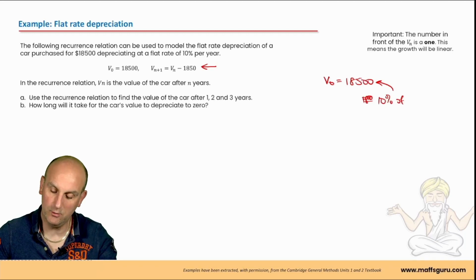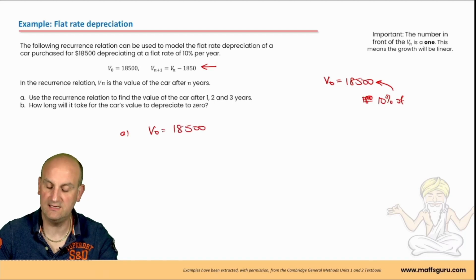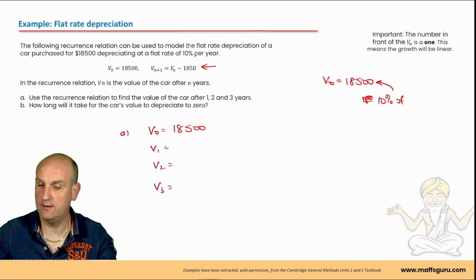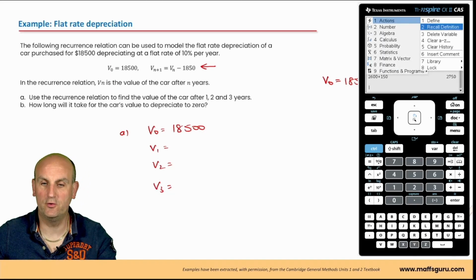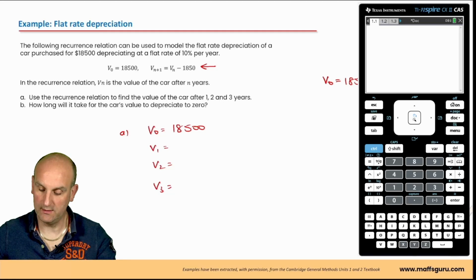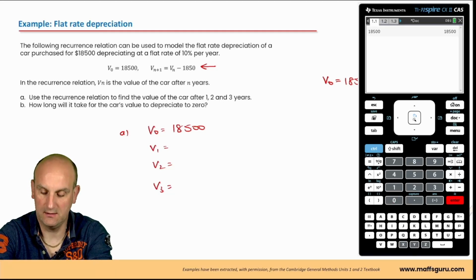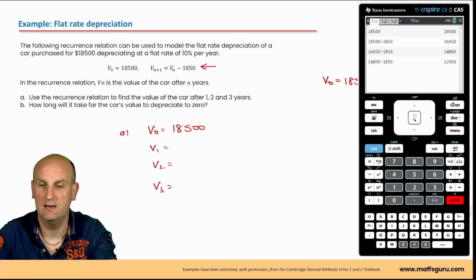So, we already know for part A that V0 is going to be $18,500. So we've got to now find V1, V2, and V3. How are we going to do that? Well, absolutely. Fire up my calculator. Let's clear what was on there before. Clear history. And what are we going to do? We're going to put 18,500 into my calculator, and then I'm going to do my answer minus 1,850. 1, 2, 3. And there we go.